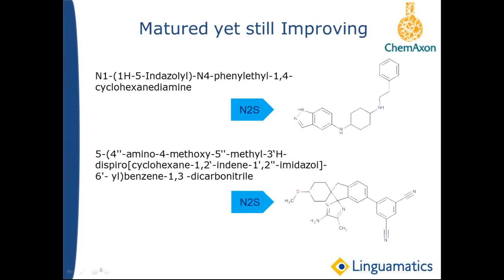So I think the main topic here is name to structure conversion. Like I mentioned, it's already a mature technology, but we're still constantly making improvements. For example, in the latest version, you are able to convert complex names. For example, this one has multiple spiro ring centers. We can convert this complex name to structure.